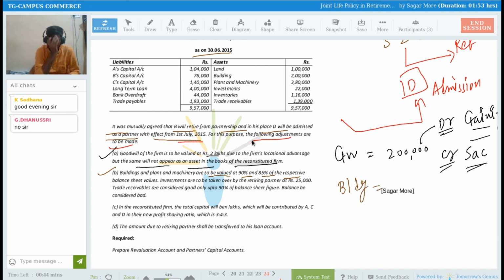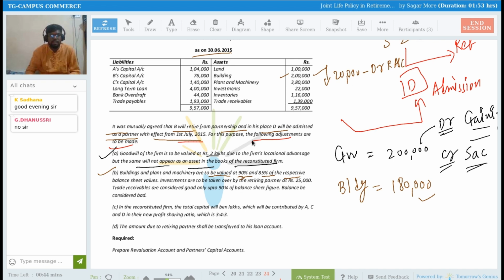Just calculate on your calculator. At present, building value is 2 lakh, but they are saying building value will be at 90%. So they are giving me new value of building. The new value of building will be 1,80,000 rupees, right? So old value was 2 lakh, new value is 1,80,000. So I can say building value decreased by 20,000 rupees that we have to write on the debit side of revaluation account if they ask me to prepare, right?